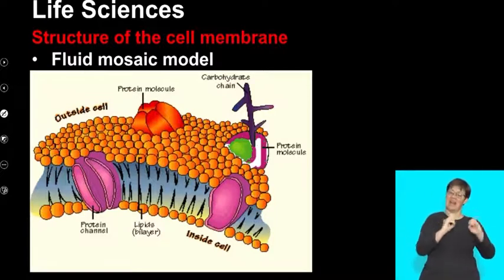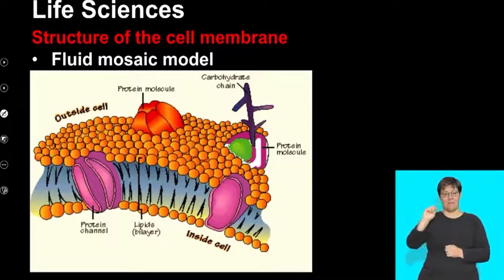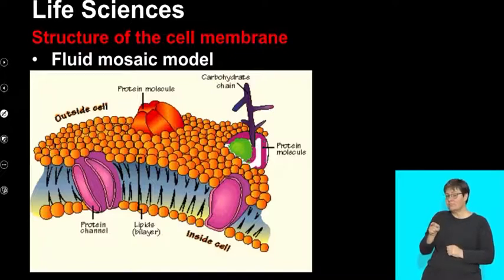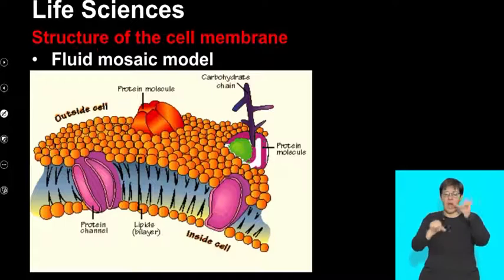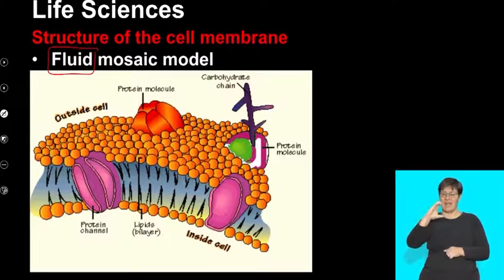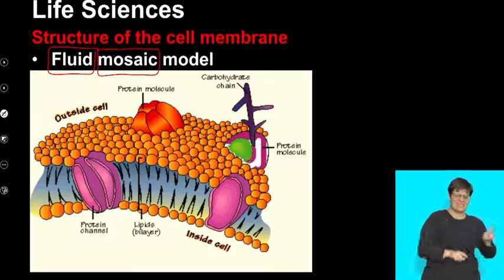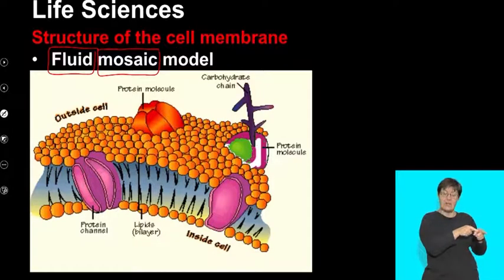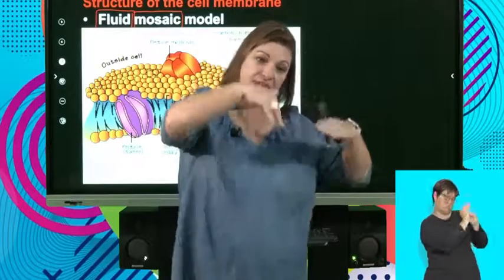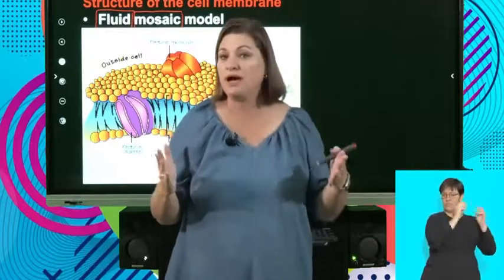Now, when we have a look at the cell membrane, we very often talk about the fact that it is a fluid mosaic model. Now, if I had to break down the words, what do I mean by fluid and what do I mean by mosaic? If I take fluid, it means that the cell membrane can move. Now, that is quite important. A cell membrane needs to be able to move. Why would that be important?